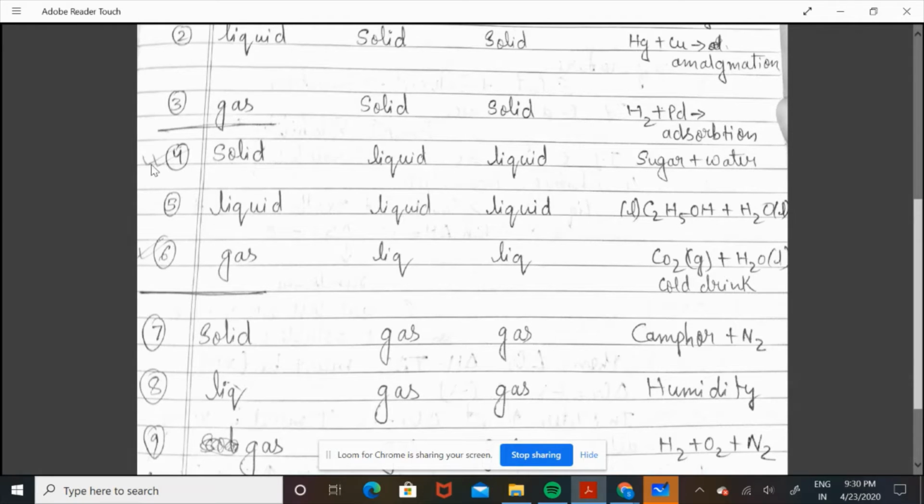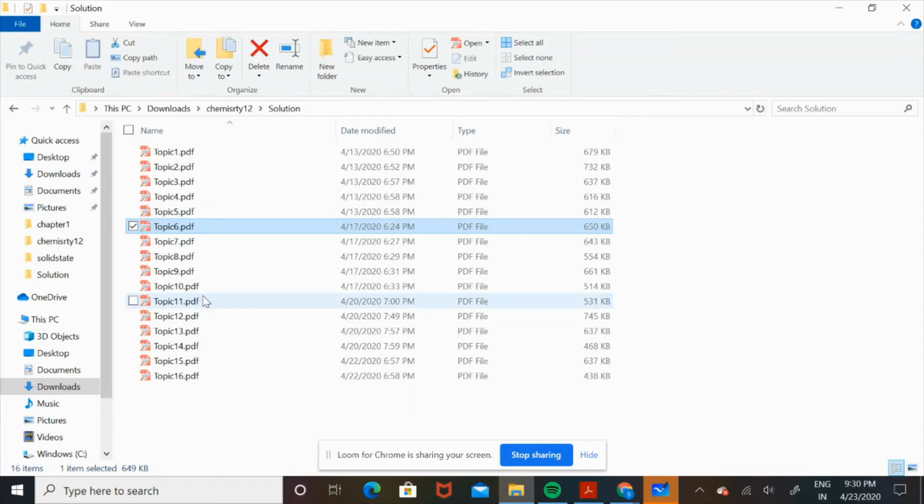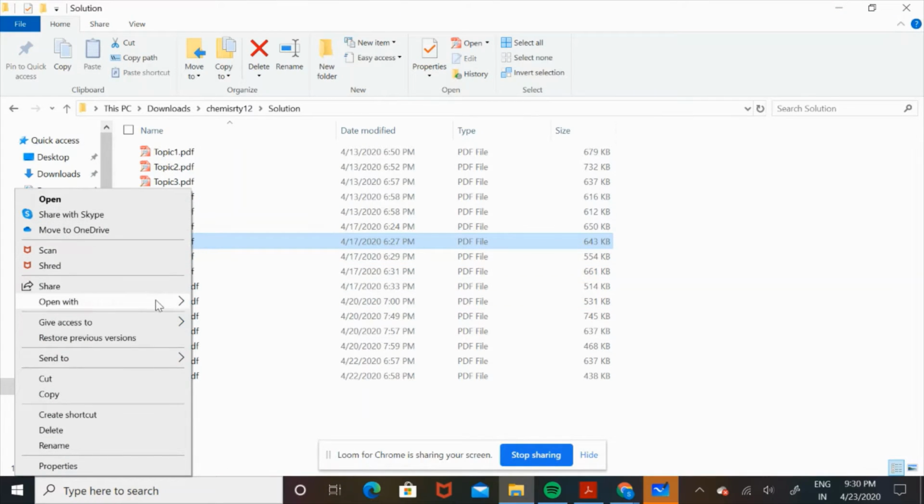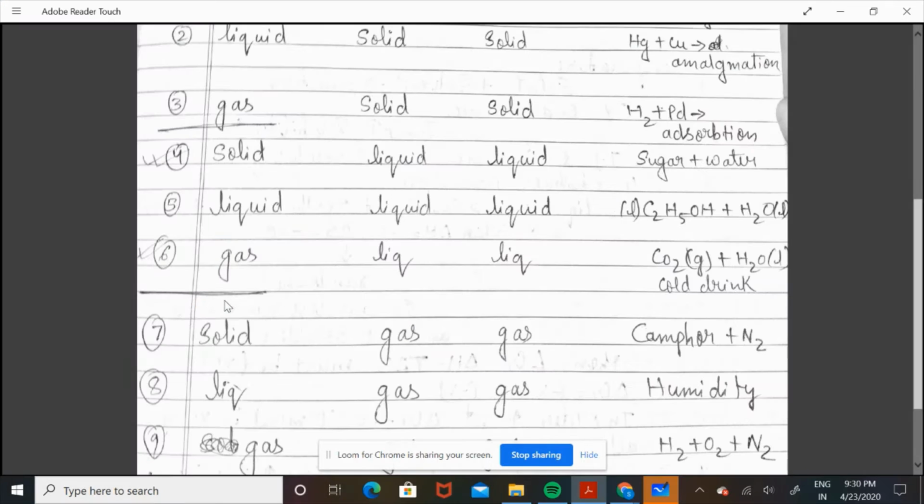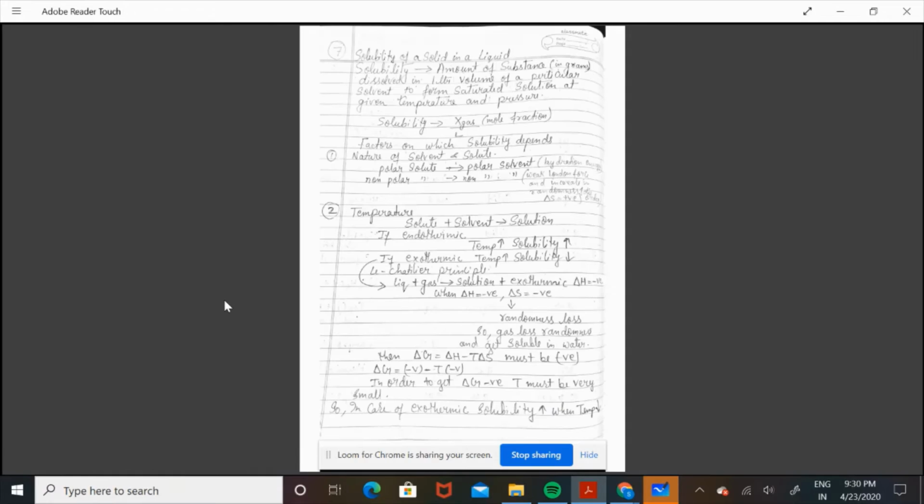Apart from this, which I have marked, this fourth number and sixth, seventh, eighth, ninth, there are some more examples which are part of homogeneous solutions. So I would like to put some light on the topic of solubility. What is solubility? When I am talking about solubility, I am talking about the amount or the quantity of solute which has been dissolved in the solution. That is my concern over here.